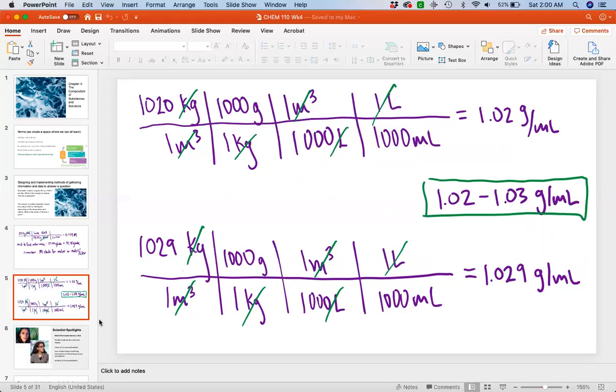If we do a similar calculation for the other number that's in our range, that's 1029 kilograms per meter cubed. And so if we convert kilograms to grams, meters cubed to liters, liters to milliliters, that's 1.029 grams per milliliter. So we have 1.02 to 1.03 grams per milliliter. And so this is the range that we would report.